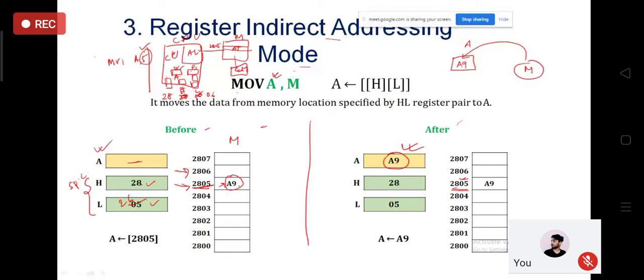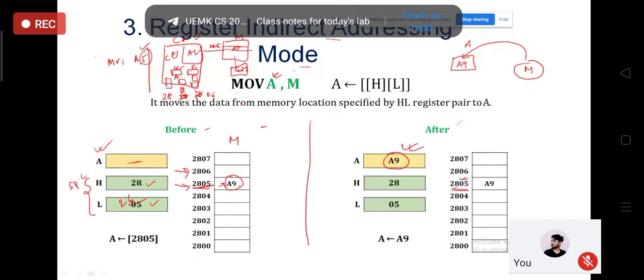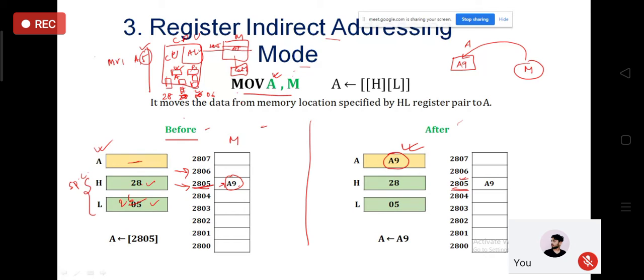So I am just repeating once again that if you have certain values given in HL, that shows the position where some value is stored. Now, if you are going to execute this move instruction, before the instruction execution the storage is like this, because the accumulator is vacant.